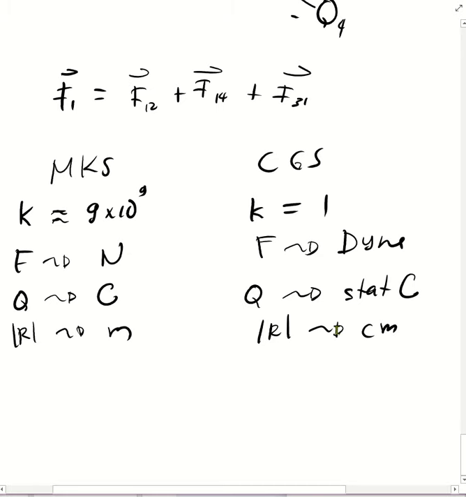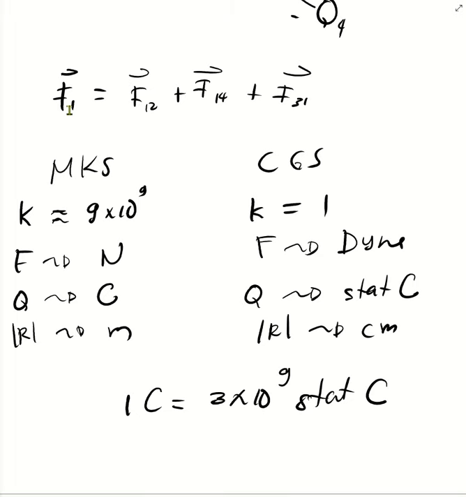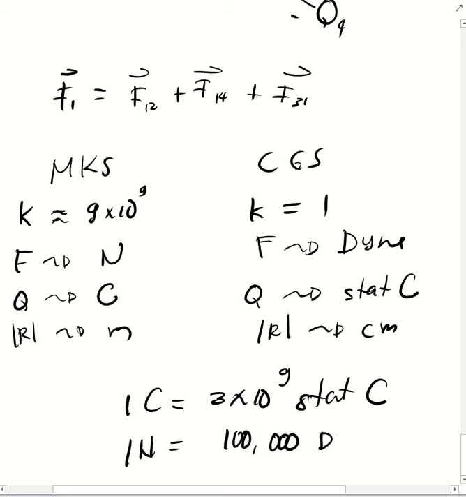And what will be the conversion between these two? One coulomb is equivalent to 3 times 10 to the 9 statcoulomb. One Newton is equivalent to 100,000 dyne. And in meters to centimeters, 100 centimeters is 1 meter. This is the conversion between the two systems.